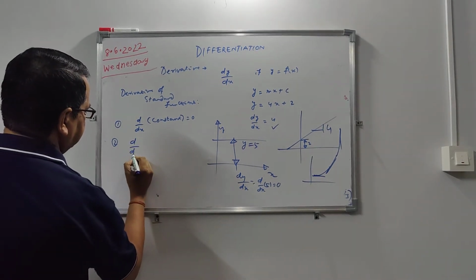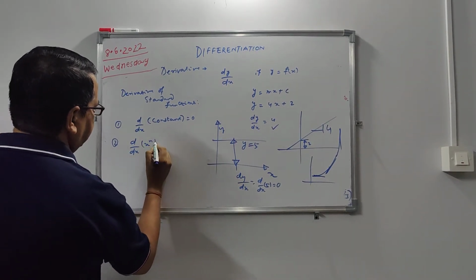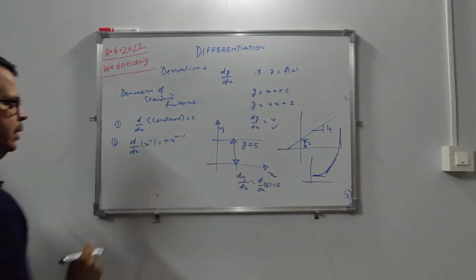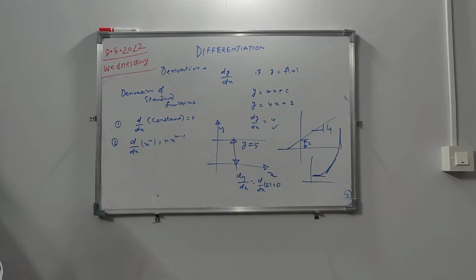One of the most common formulas for derivative is d by dx of x to the power n, which is nothing but n x to the power n minus 1. I am not going into the derivation of it, you just have to remember those things.